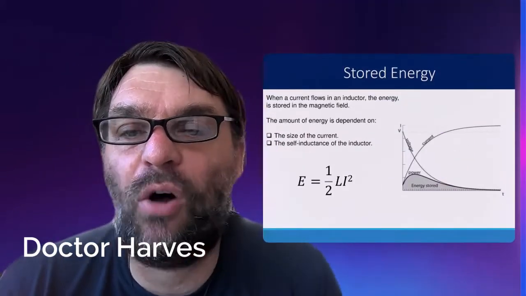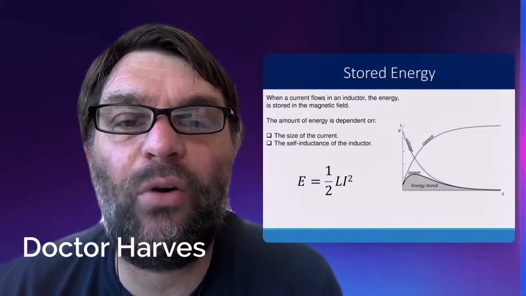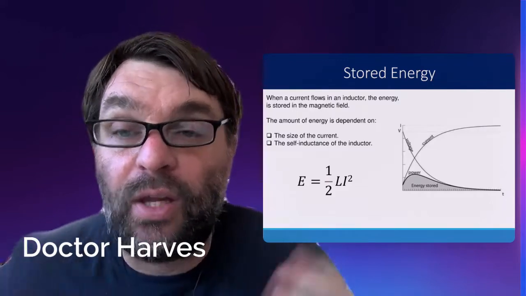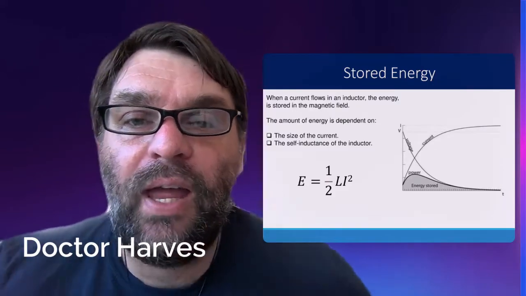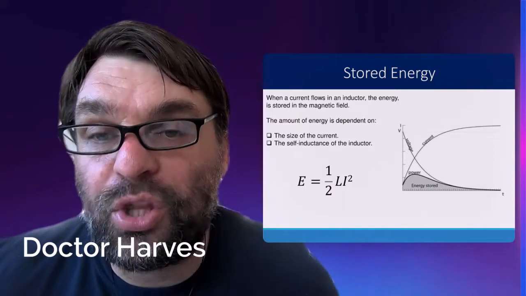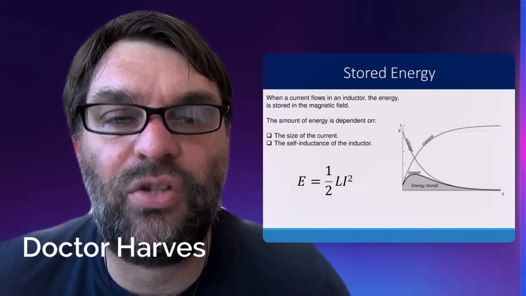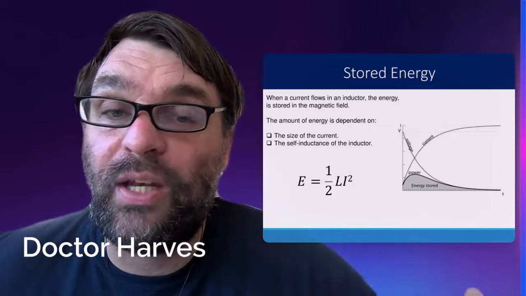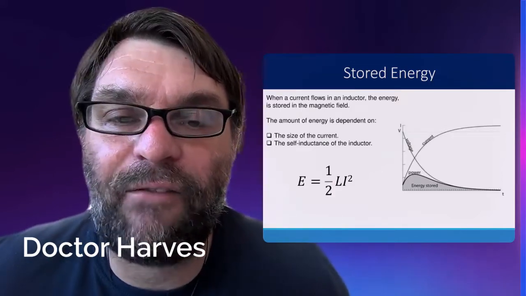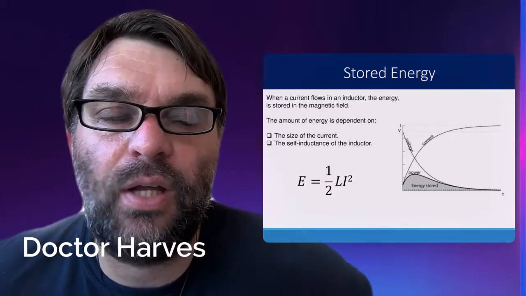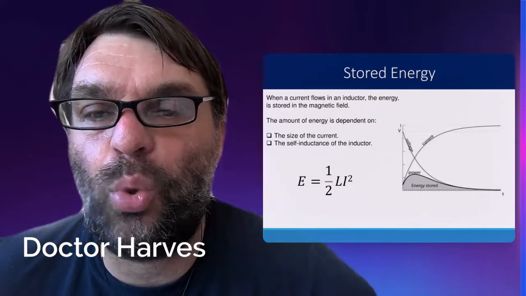Okay, so in terms of stored energy, when a current flows in an inductor, the energy is stored in the magnetic field, and the amount of energy is dependent on two things, both the size of the current and the self-inductance of the inductor. So the stored energy in an inductor will be half the self-inductance times the current squared.